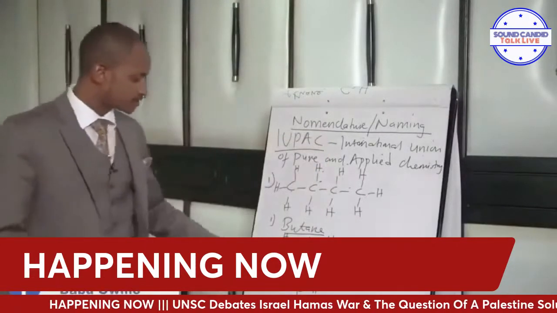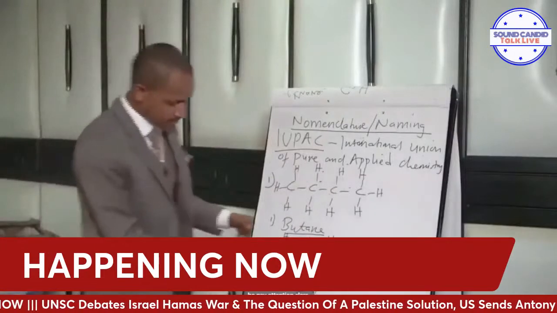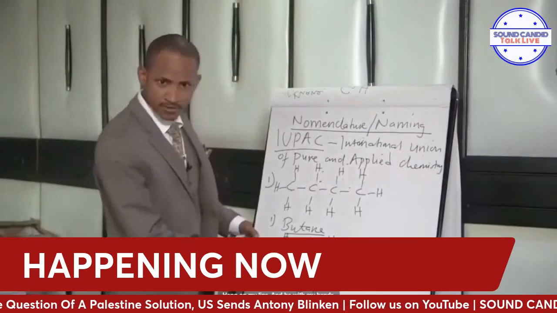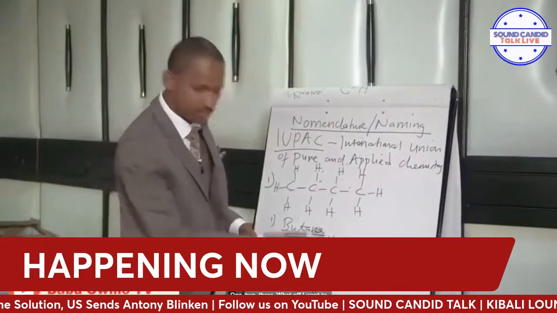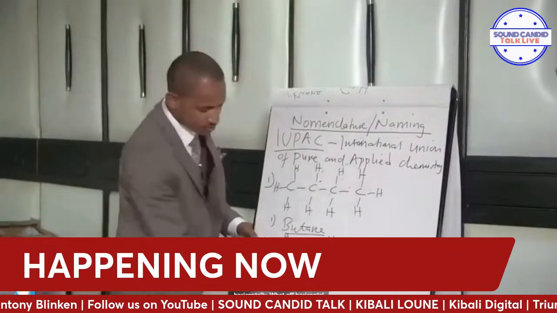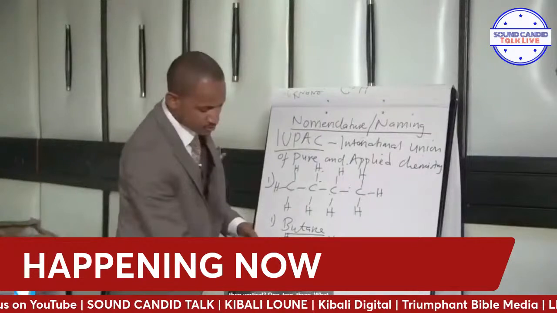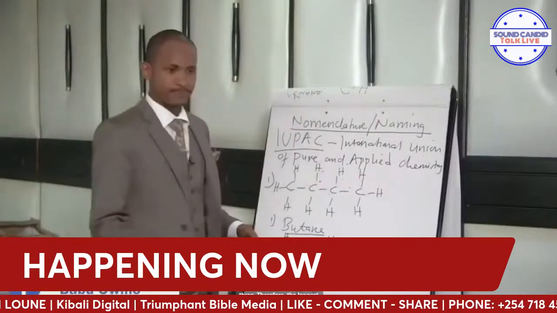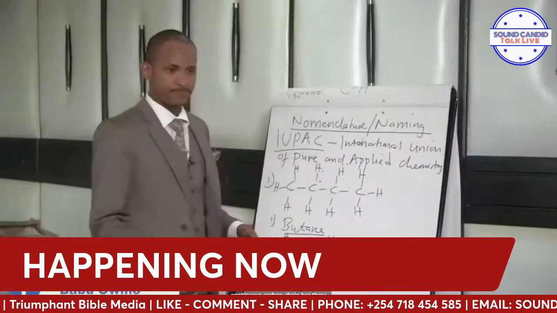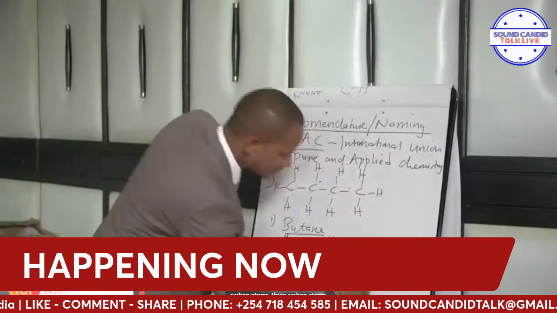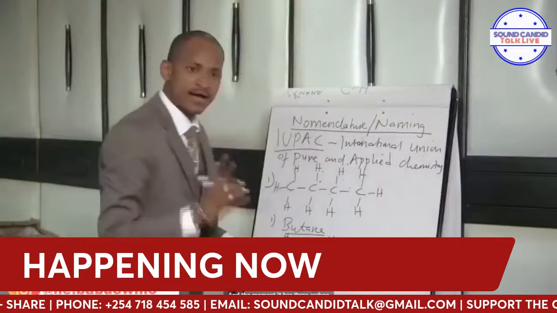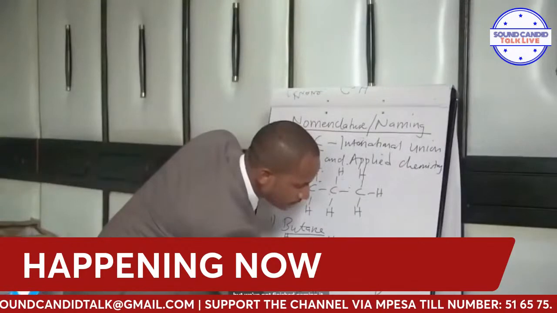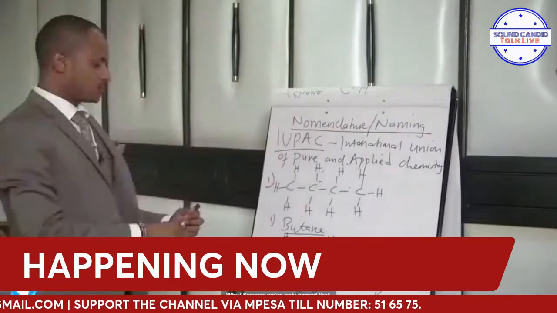In our situation, the longest continuous carbon chain can be, pay attention class, 1, 2, 3. What if I want to move like this? This is horizontally. What of horizontal then vertical? 1, 2, 3. What of starting from here? 1, 2, 3. Therefore, the longest continuous carbon chain has 3 carbon atoms, and the moment it has 3 carbon atoms, it is propane. But we've not finished naming it, because we've only named that.